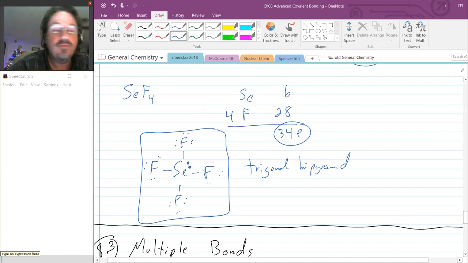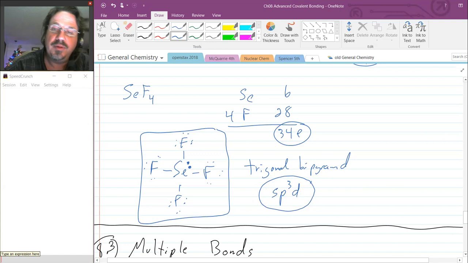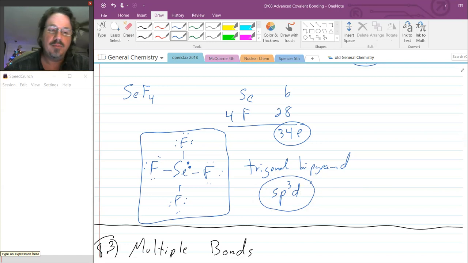I need 5 atomic orbitals to mix together and hybridize. So that's going to be an sp3d. That's a grand total of 5 right there, right? 1 s, 3 p's, and 1 d. And so sp3d is the hybridization of the selenium in that molecule.